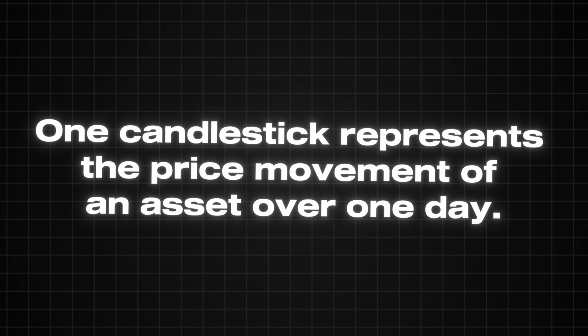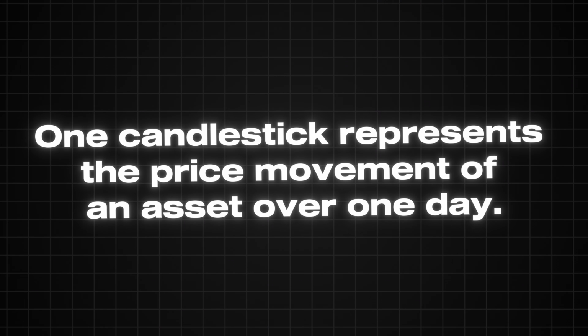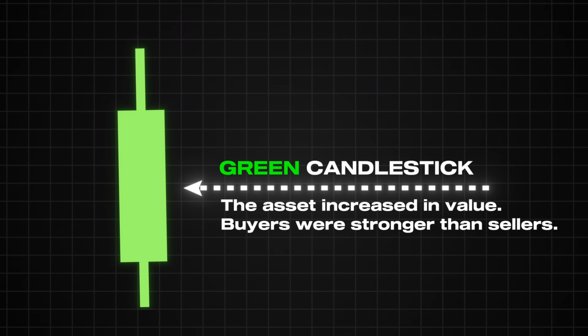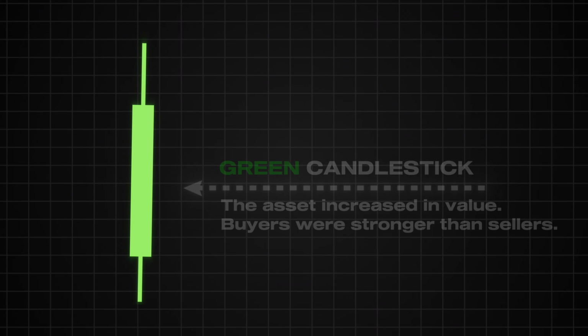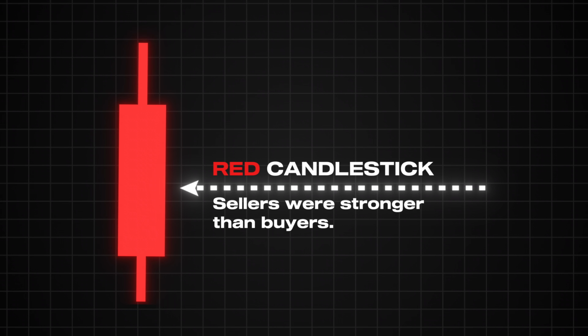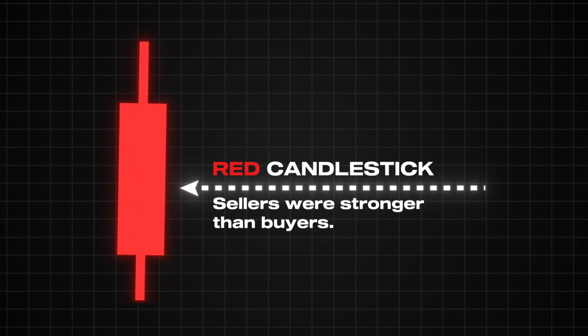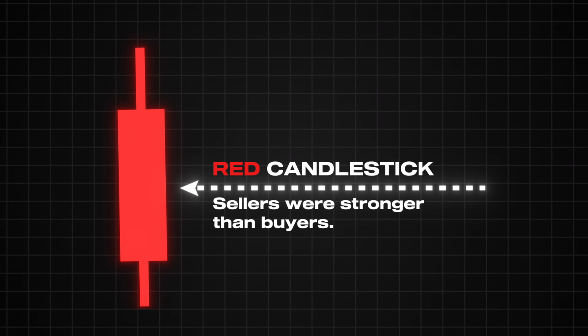If the asset's price at the end of the day is higher than at the beginning of the day, a green candle forms, indicating the asset has risen. This means that buyers were stronger than sellers. Similarly, a red candle: if the price at the end of the day is lower than the price at the beginning of the day, this means that sellers were stronger than buyers.